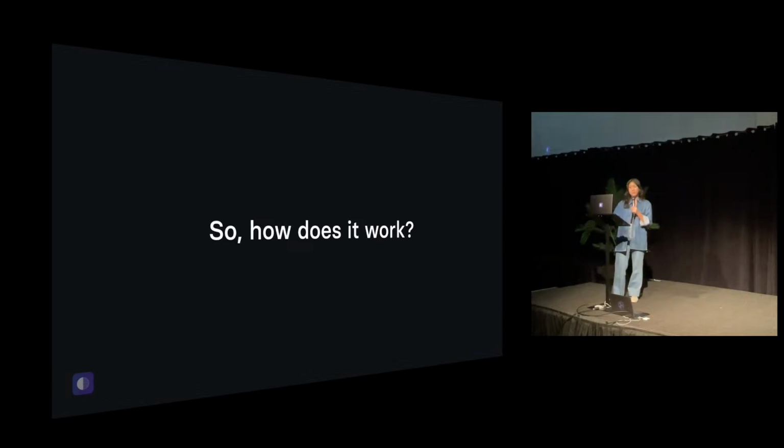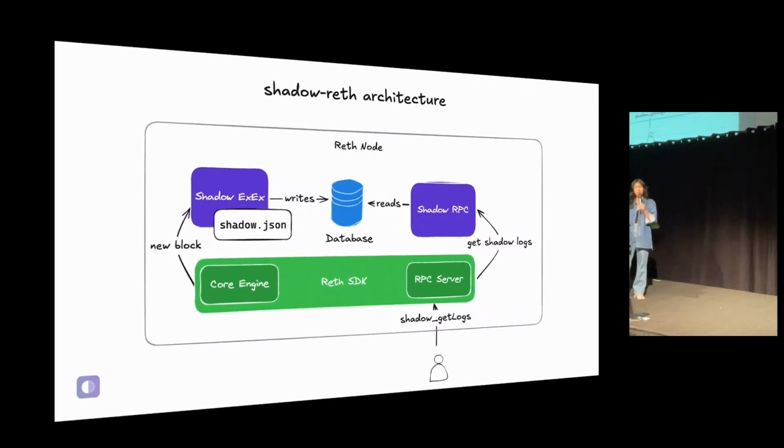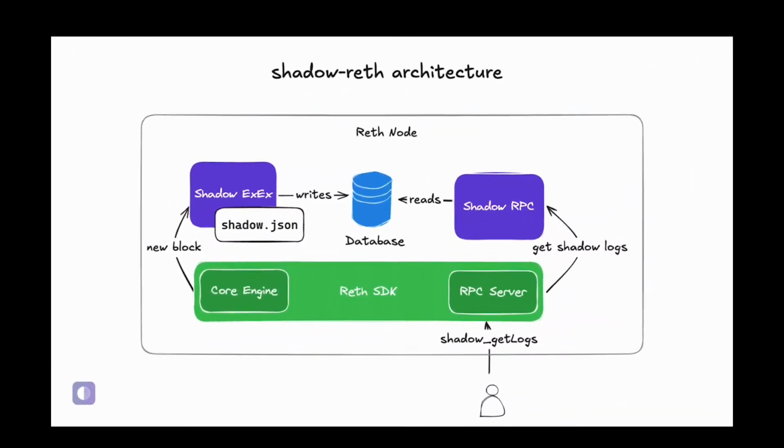So let's dive into how Shadow Reth works. This is what the architecture looks like, and there are 3 main components to Shadow Reth. The first component is the shadow configuration. This is pretty simple, just JSON configuration. It contains your shadow bytecode and your shadow contracts. The second component is the shadow ExEx.